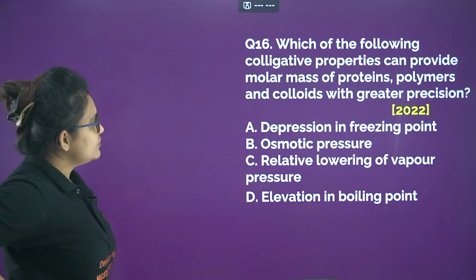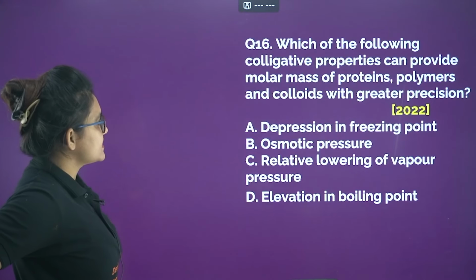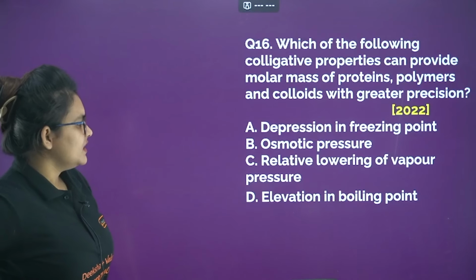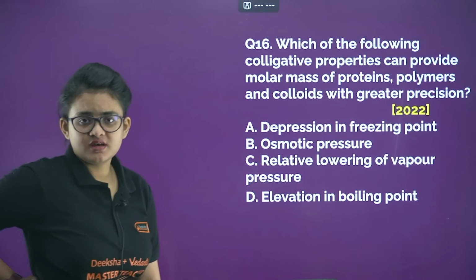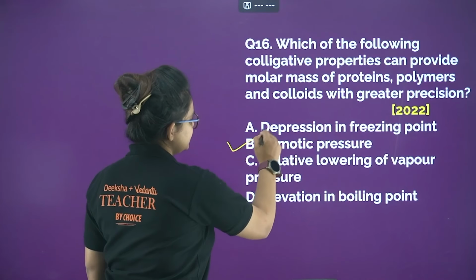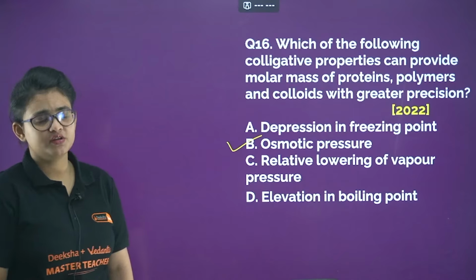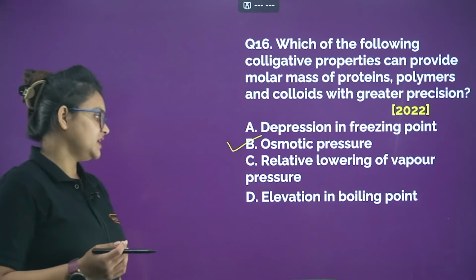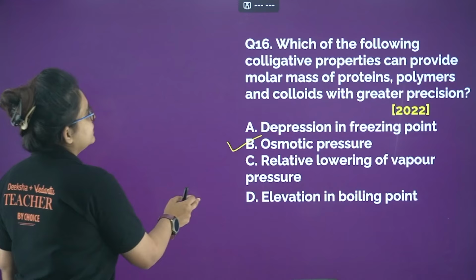Okay, here you can see which of the following colligative properties can provide molar mass of protein, polymers and colloids. Okay, so this is also a direct question. You can mark it is osmotic pressure that we often use to calculate the molecular weight of proteins and all this type of huge biomolecules. Okay, let's proceed for the next one.